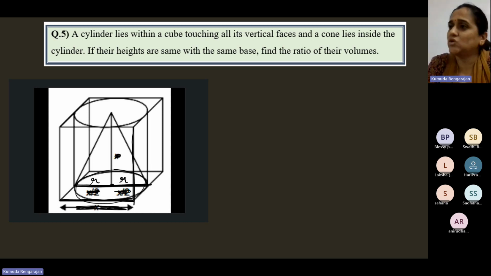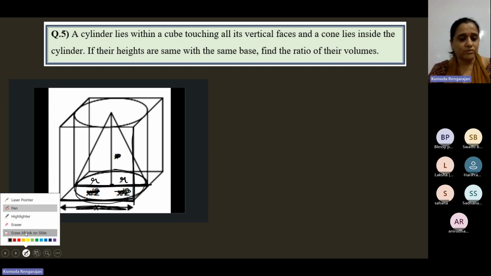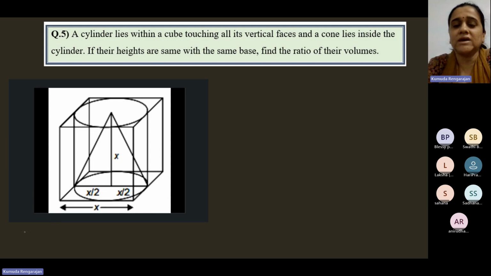So what is the height of the cube? 2r. Then what's the height of the cylinder? 2r, because it's given that they have the same height. So what's the height of the cone? 2r. So we have found everything in terms of r. That's what you should do. You must find everything in terms of r. I'll write it for you. We have not still finished, so don't worry. I'm starting with the innermost cone.